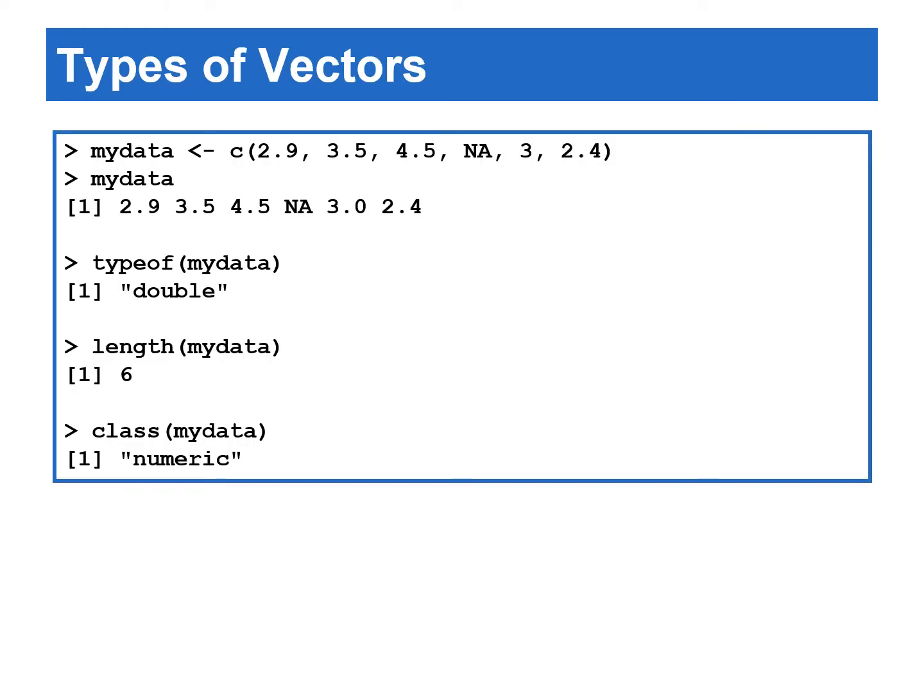In this example, my data vector is constructed by using the C function. We can use the type of function to find out its storage mode, and the length function to find out the number of elements in this vector. The class function tells us my data is a numeric vector.